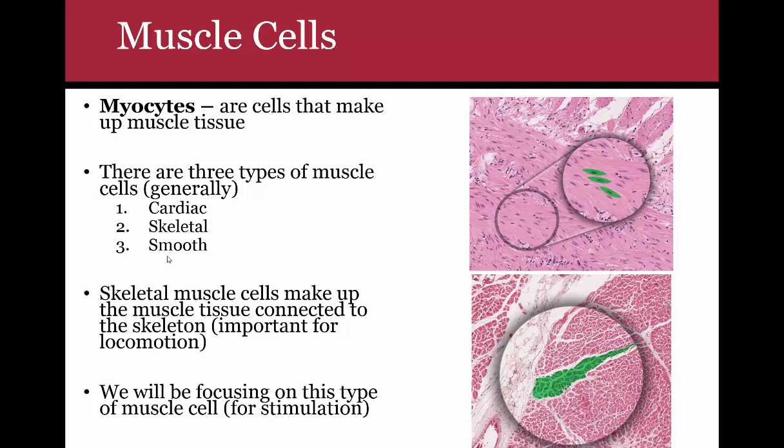Smooth muscle cells are the muscles that are lining some organs like your kidneys and your liver. Skeletal muscles are the ones that make up tissue that are connected to your bones. So those are the ones that cause locomotion or movement, because they're connected to your bones, and when they're excited, they can contract and make your body move. So that'll be the topic of this portion of the lecture.